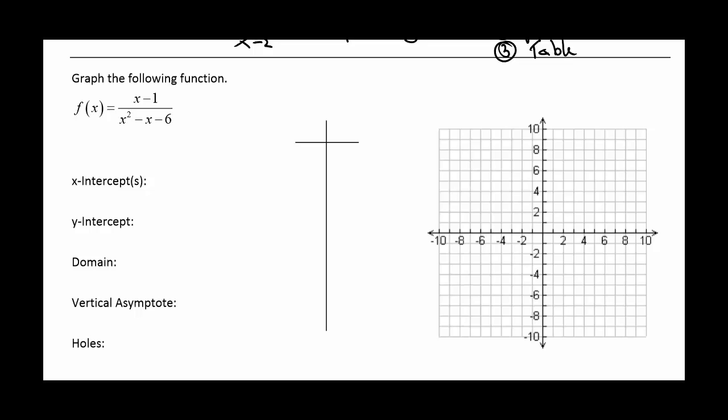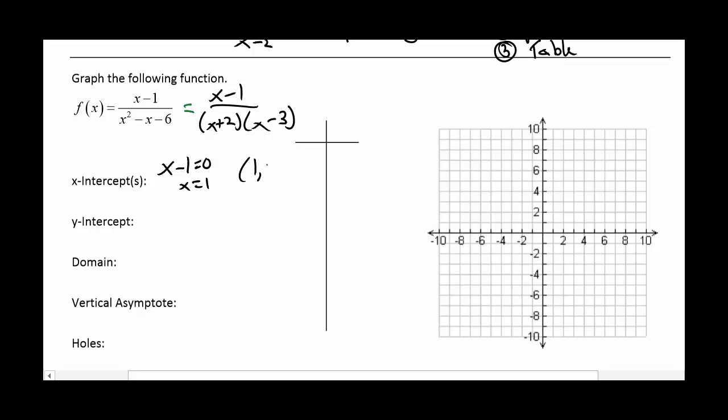Okay, so our last example, let's jump to factored form. So we have x minus 1 over, let's see, x and x, let's say 3 and 2, so x minus 3 times x plus 2. Okay, and then from here, we'll set the numerator equal to 0 and solve. So we get a 1 out of that. So it crosses the x-axis at (1, 0).